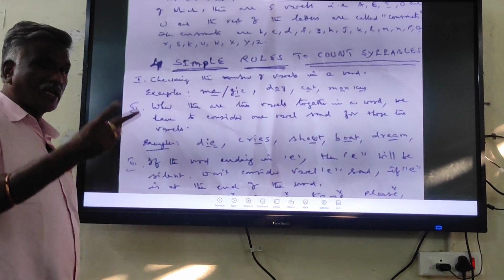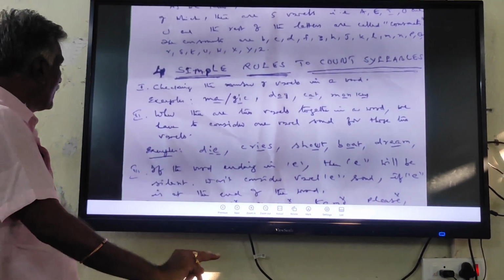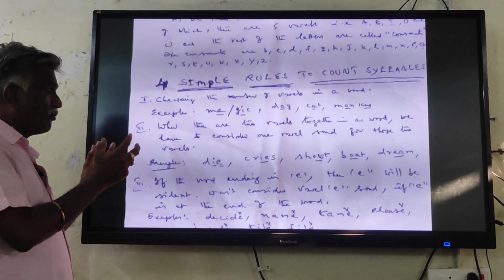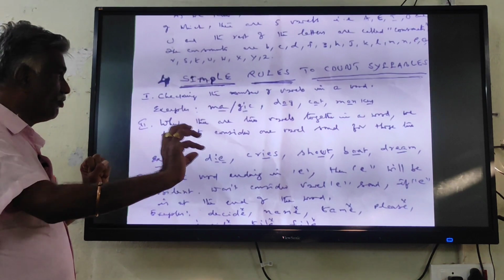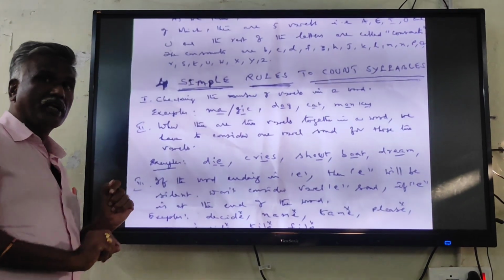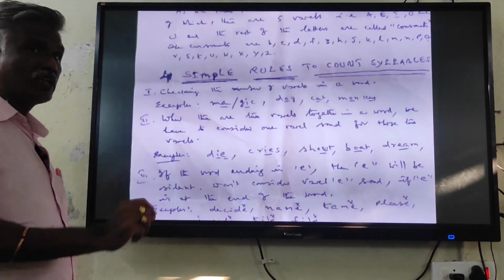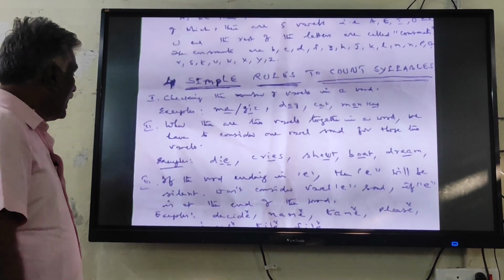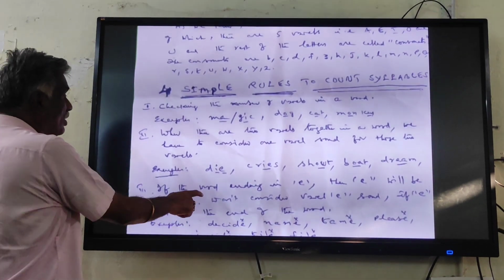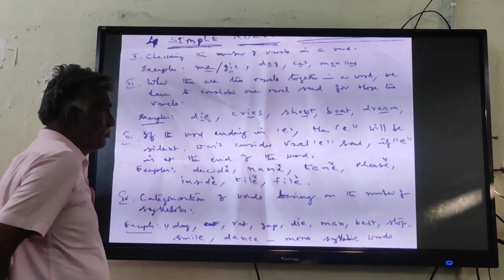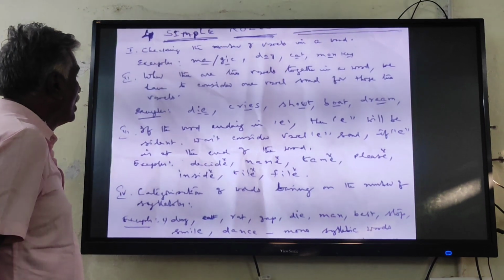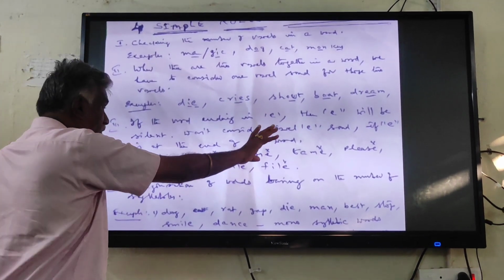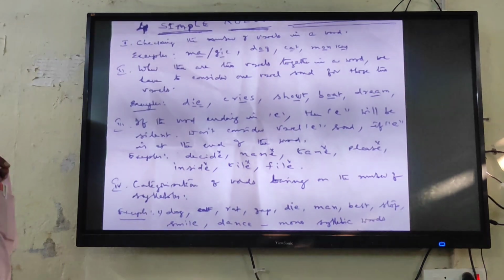First rule is checking the number of vowels in a word. Second one is observing whether there are two vowels together in a word, where we take only one vowel sound instead of the sound of two vowels. That is the second rule. And the third rule is, if the word ends in E, the E will be silent. Don't consider the vowel E sound if E is at the end of the word. This is the third rule.